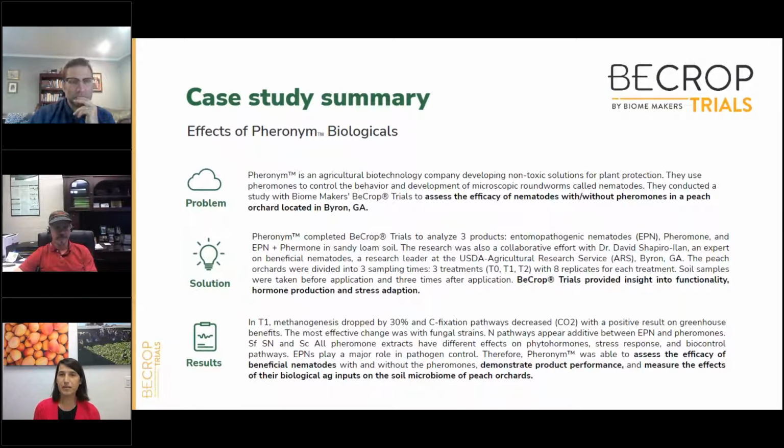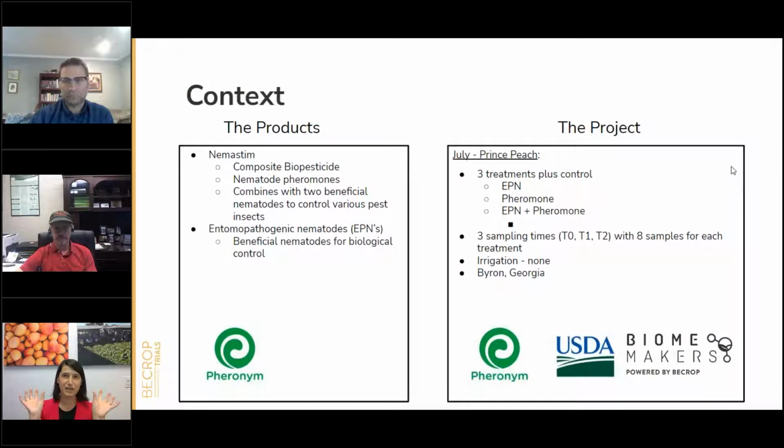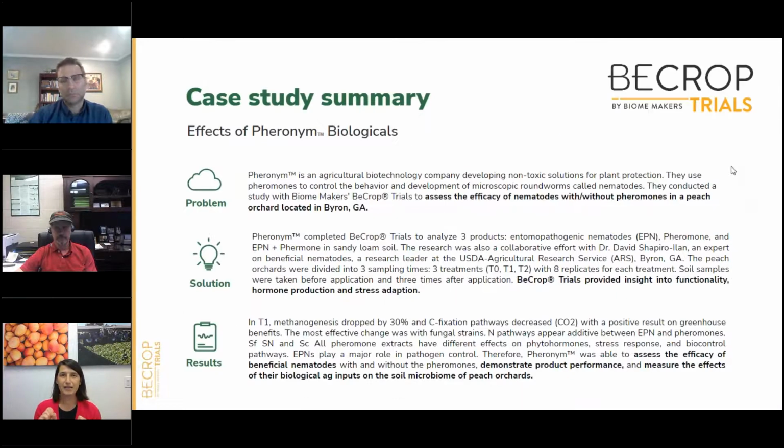So briefly, at Pheronym, we are using pheromones to control agricultural pests. Our first product targets beneficial nematodes to improve efficacy, and our second product targets plant parasitic nematodes. One major difference I want to emphasize is that when people hear pheromone, they always think about pheromones for insect pests, and they don't think about pheromones from nematodes. The pheromones we use from the nematodes are water soluble, and our applications are for soil pests. Next slide.